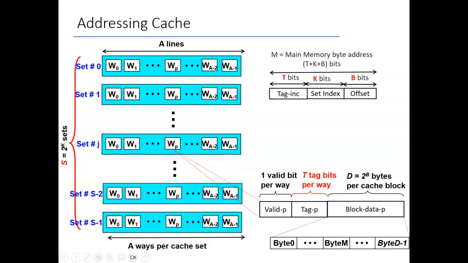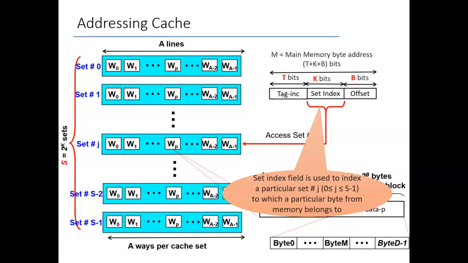Now the set index. Can you see here? The set index field is used to index into a particular set J. So this set J depends on the set index field. The set index field will be used to access a particular set J.